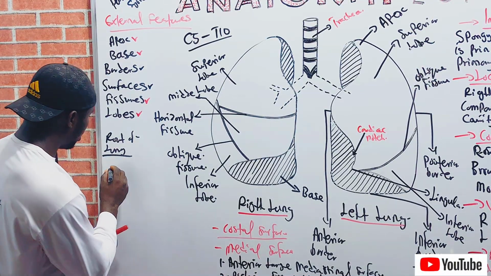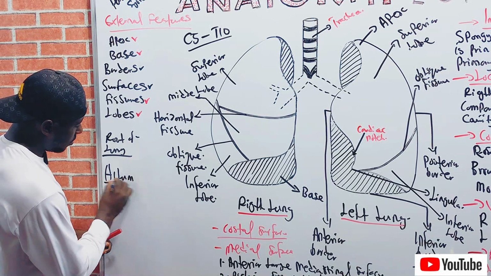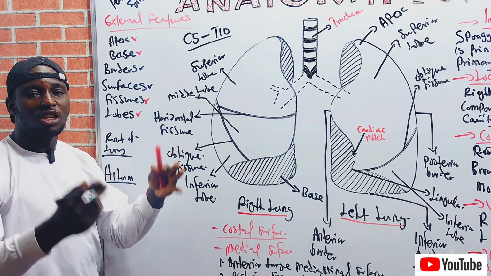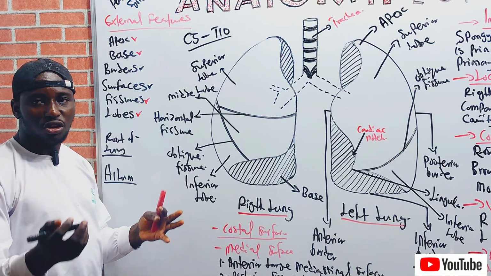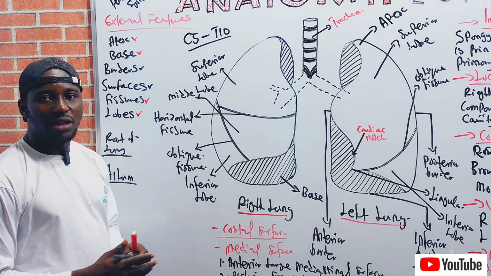So the lung hilum. The lung hilum is an area on the mediastinal surface of the lungs through which structures enter and leave the lung. That's all about the lung hilum.